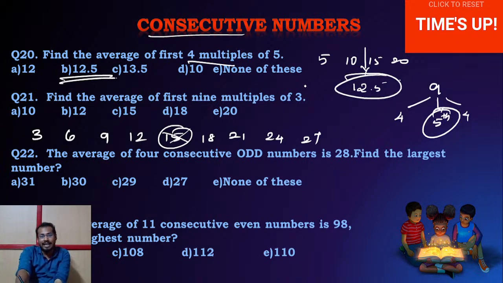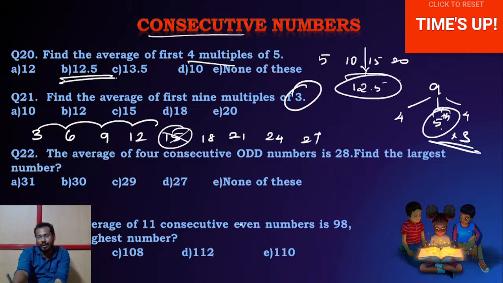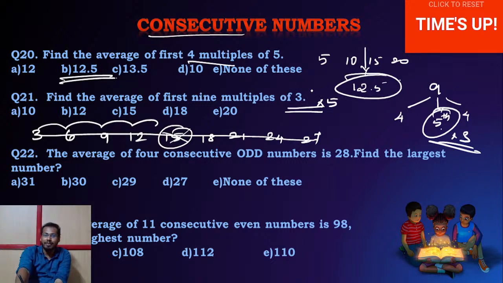Each number is traveling with the interval of 3. 3, 3, 3, 3. So just multiply this 5 into 3. That's your answer. 5 3s are 15. So you need not use all these stuffs. It was moving with 3. The middle number is the 5th, so 3 into 5 will be the answer, 15. Is it clear? Easiest way.